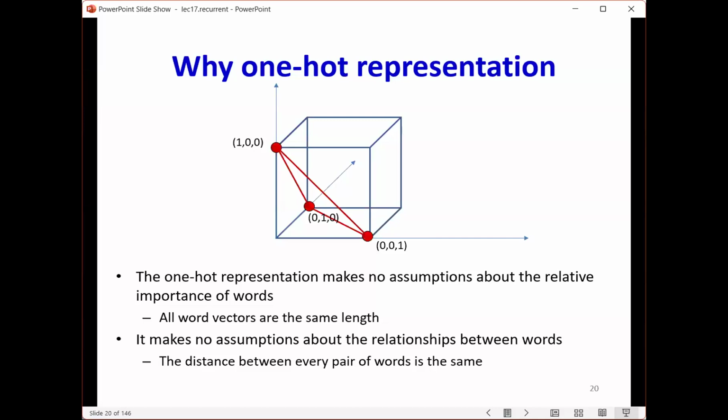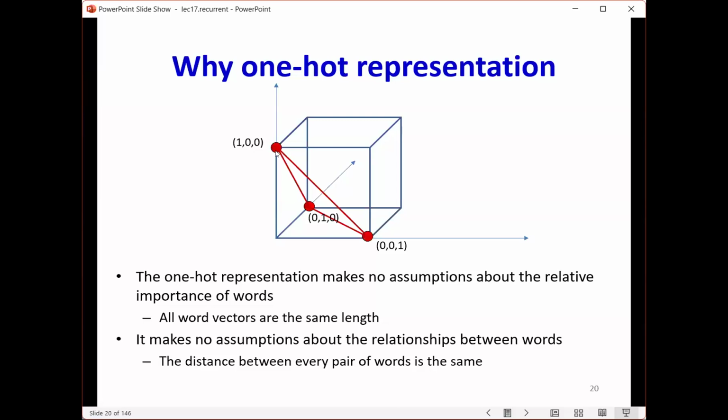In a one-hot representation, every vector is exactly the same length. If you have a vocabulary of n symbols, all the vectors live on the corners of an n-dimensional cube. Specifically, you're just using the n axes, right? So if I have a vocabulary of 3 words, then the 3 vectors are 1, 0, 0; 0, 1, 0; and 0, 0, 1. Observe how all 3 vectors are length 1.